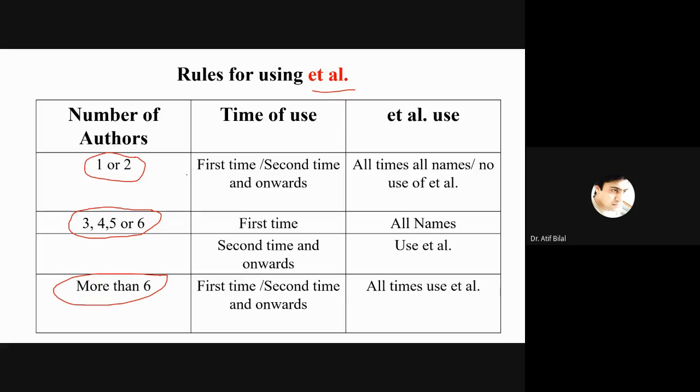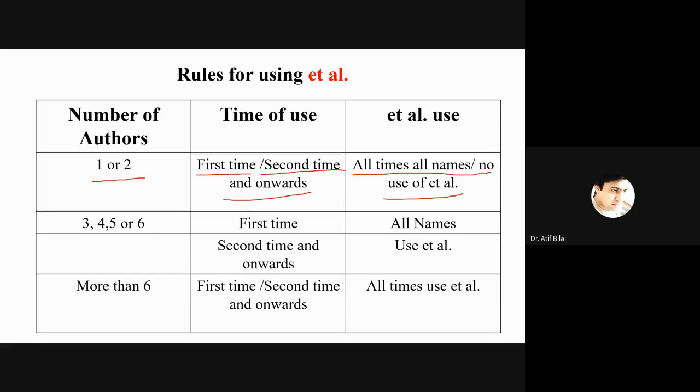For that, you have to cite the reference, maybe for the first time you're writing it, maybe the second time, maybe the third time. The second thing that you need to understand is when you are writing it in your paper. Now, the simple rules are that if there are 1 or 2 authors, first time, second time, and onwards, you will be writing all names, all times, and no use of et al. at all.